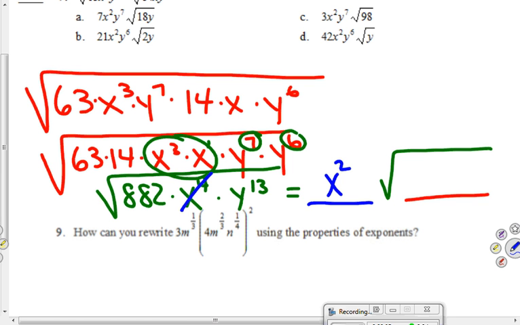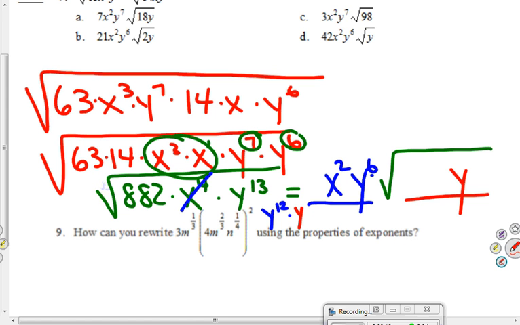Y to the 13th is not even, it's odd. But if you break it up into y to the 12th times y, the blue part can be square rooted, but the red part will get stuck. So the blue part will come out front as y to the 6th, because again, it's like y to the 12 over 2. 12 over 2 is 6. The red y gets stuck.